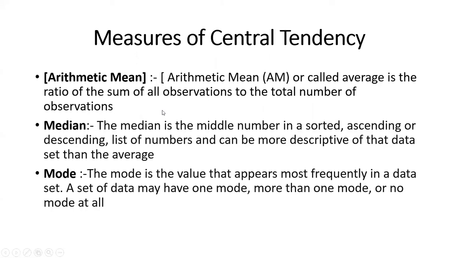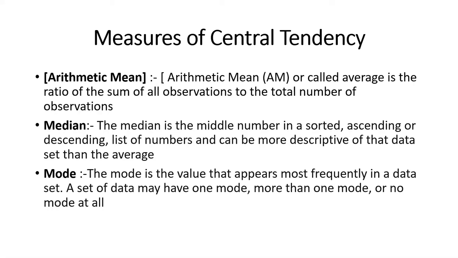Then the median is the middle number in a sorted ascending or descending list of numbers, and it can be more descriptive of the data set than the average. For calculating the median, you have to arrange the data in either ascending or descending order, in a sorted form. Then you will be able to find the middle number which represents the whole series. The median is a positional average. It describes the data in a descriptive way.